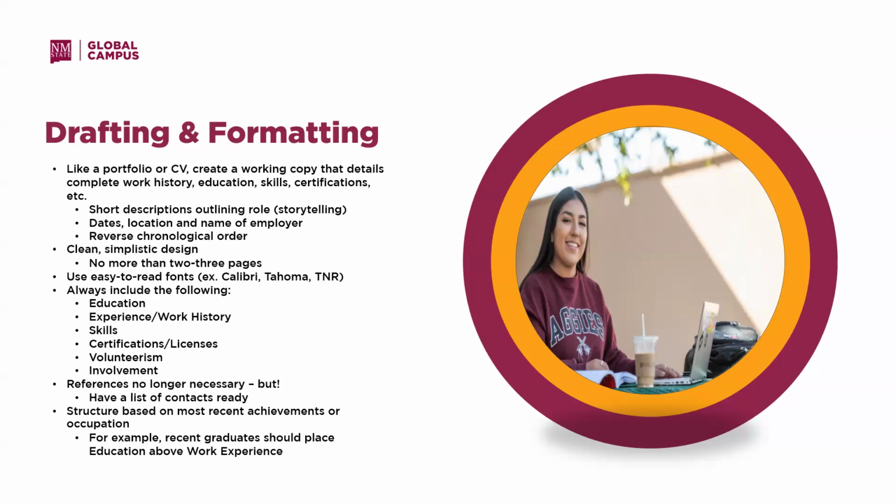That can be somewhere between just putting the year. You don't have to put the exact date, like July 15th, right? You don't need to put that, but you could put that it was from this year to this year.